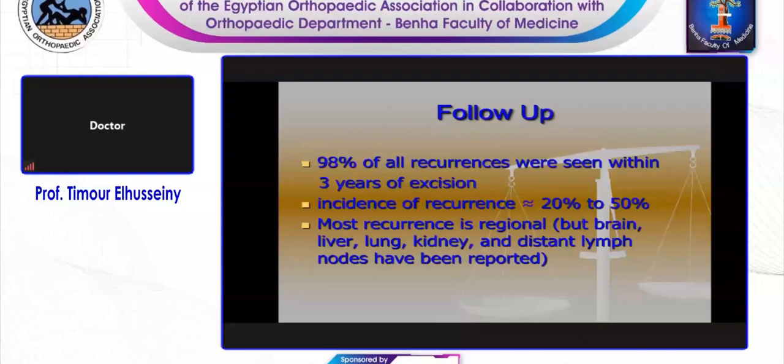The outcome is not bad and it is not brilliant. 98% of all recurrences were seen within the first 3 years, i.e., it appears early. Incidence of recurrence is about 40%. It is less in young age, higher in older age. Most of the recurrence is regional, i.e., the area of the ulcer would re-ulcerate again. But distant metastases in the brain, liver, lung, kidney, and distant lymph nodes have been reported as well.